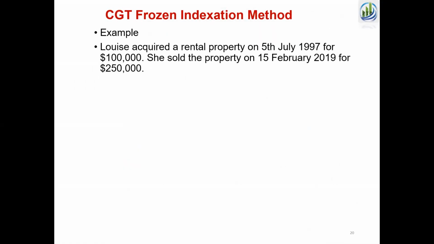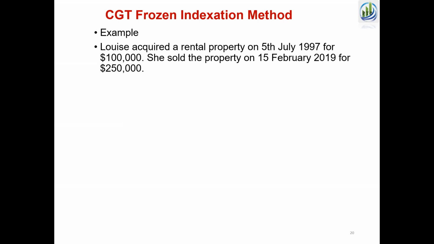Louis acquired a rental property on 5th of July 1997 for $100,000 and sold the property on 15 February 2019 for $250,000. Yes, she made a lot of money, right? So if you want to use the frozen indexation method, what exactly do we need to do?